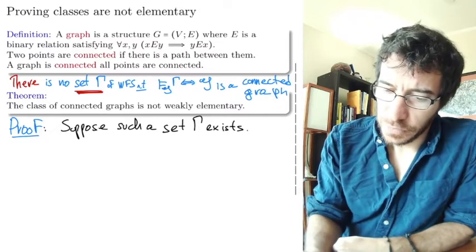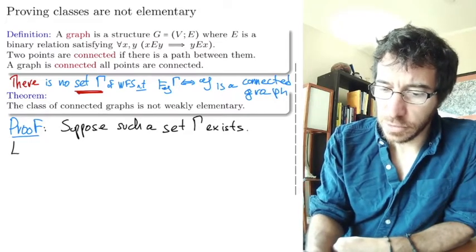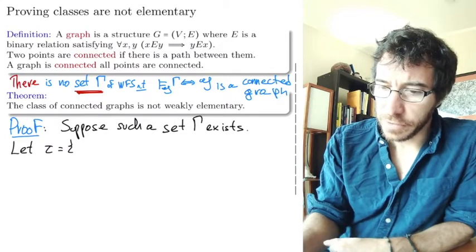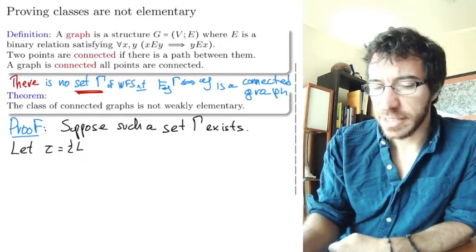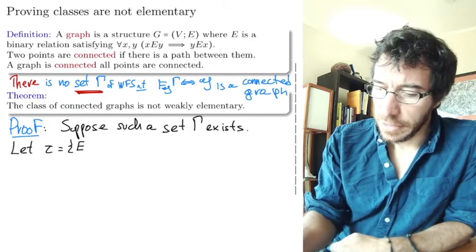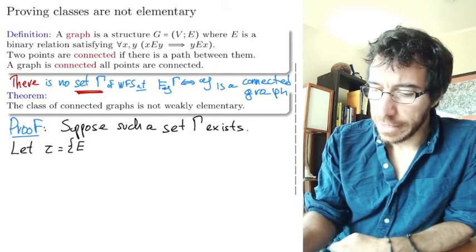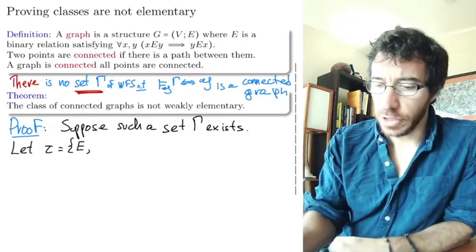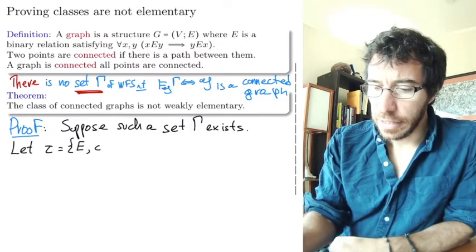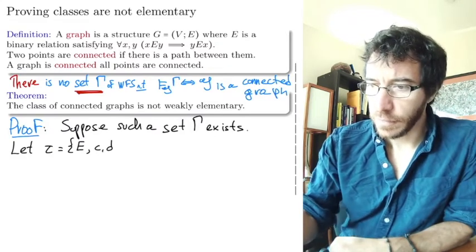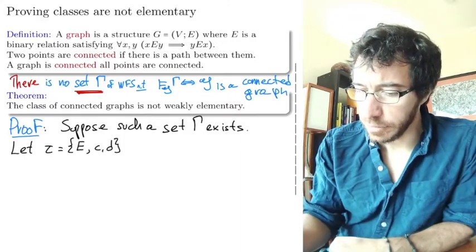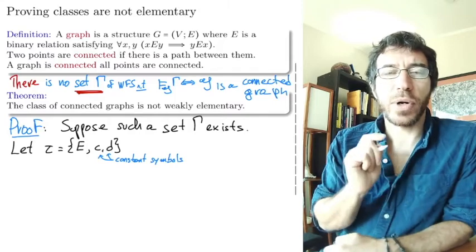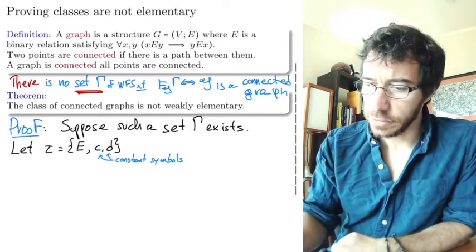We're going to extend the language, the vocabulary. Let tau be the vocabulary of graphs, which we just call E. This is the symbol E, a binary relation. And then we're going to add to it two constant symbols, let's call them C and D. And now we're going to consider the following set.